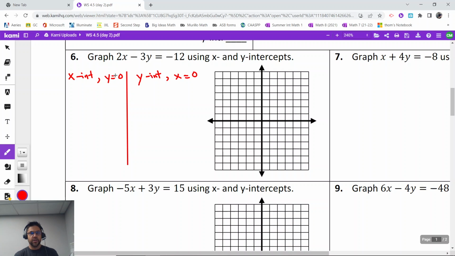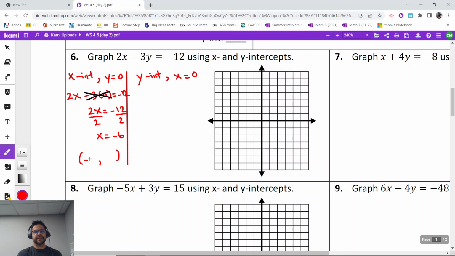X-intercept, solving for that. Y is 0, so let's go ahead and do quick substitution. This part is gone. So 2x is equal to -12. Quick division. Solve for your x, and then when you're ready, make your ordered pair. So I'm gonna solve both of them, then I'm gonna graph. So if you divide, you got -6.